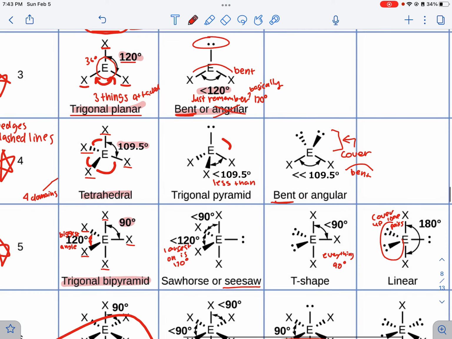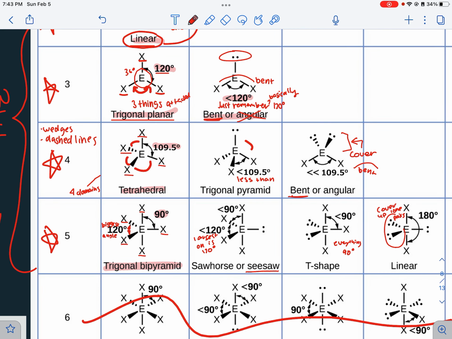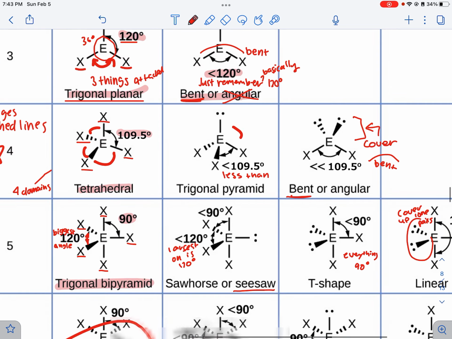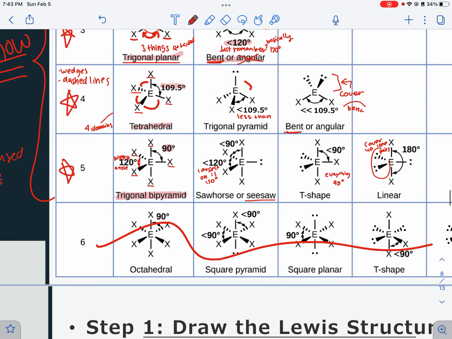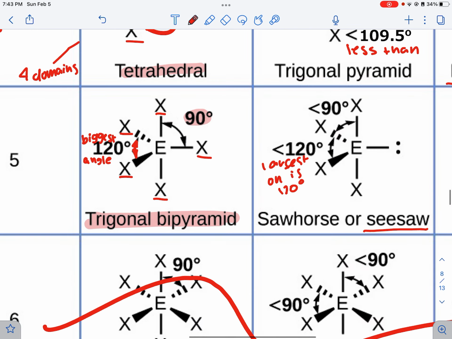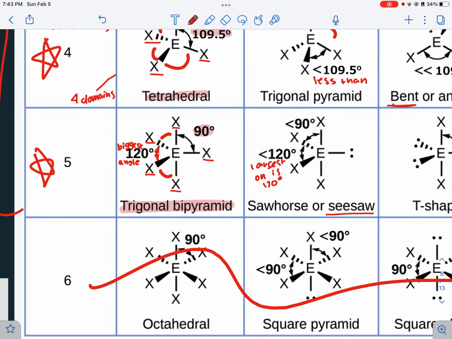Okay, this one's less than 109, but you don't really need to know that. You just need to know 109.5. Trigonal bipyramid. For these parts, it's 120, 120, 120, right? But these parts are 90, all right?